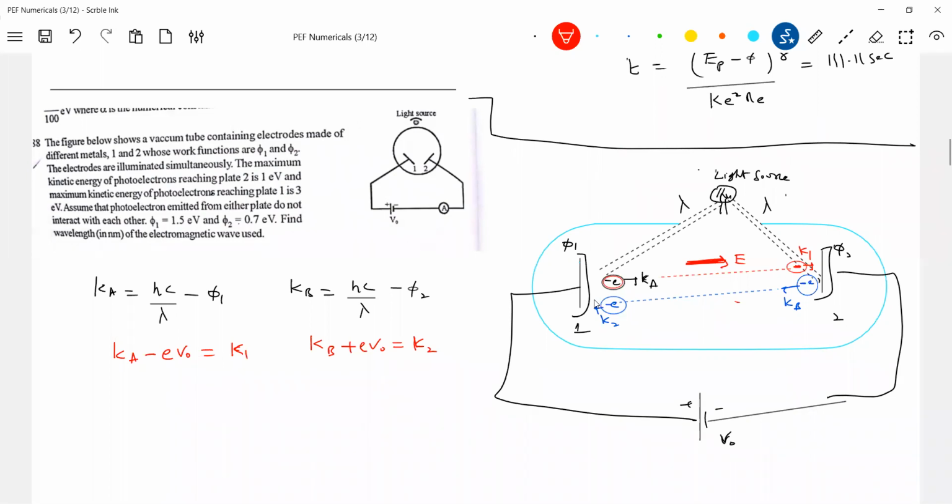What is the unknown thing? We know V naught, E, K2, work function. So lambda is the unknown thing. Solving for that will get the required answer.